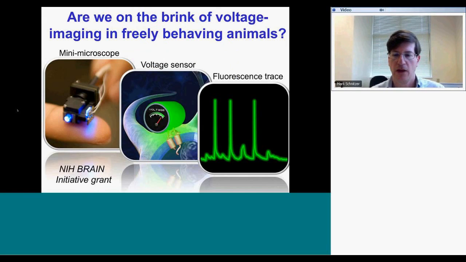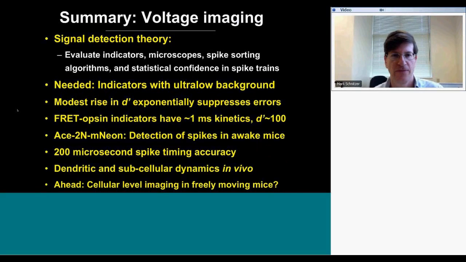So we're not quite at the point of being able to do this in freely behaving animals, as I showed you at the beginning with calcium imaging, but we are doing it in awake mice and awake flies, and we are hopeful that with continued progress, we will be able to perform the kind of studies I showed you with calcium, but using the novel optical voltage indicators.